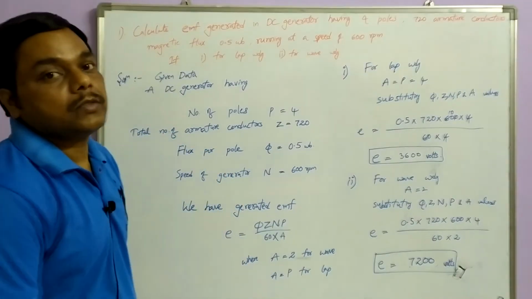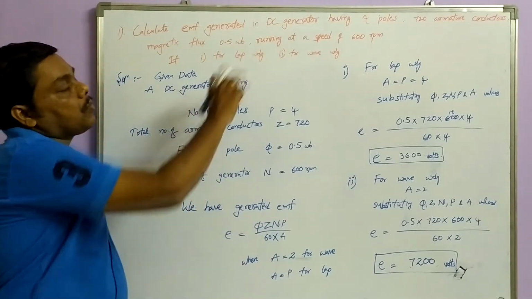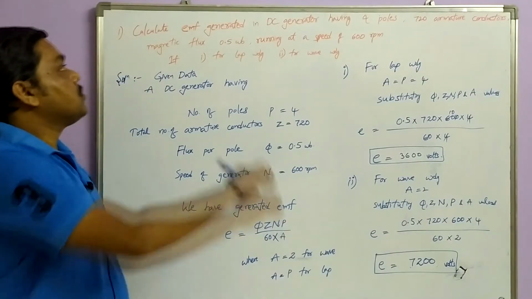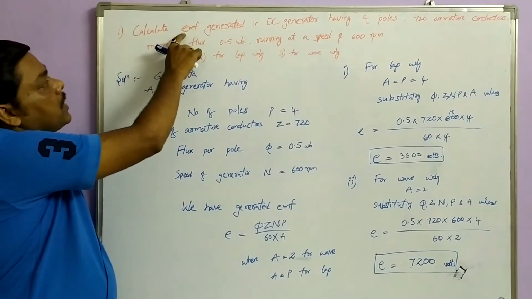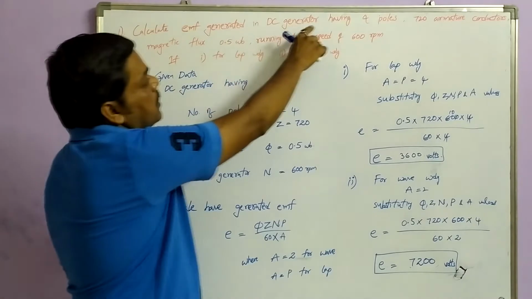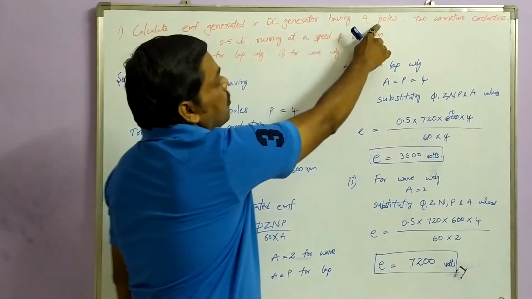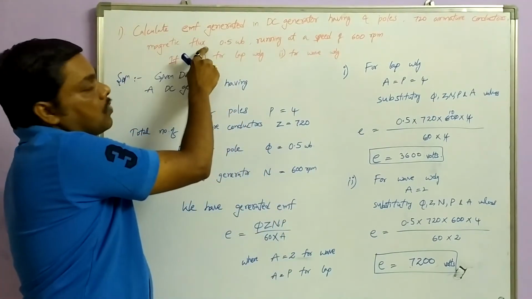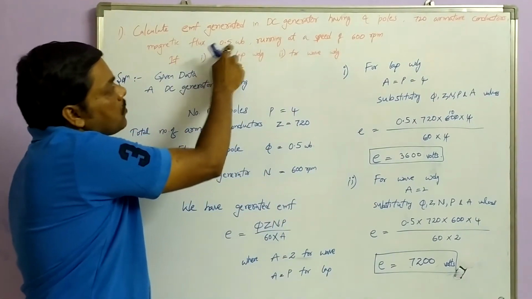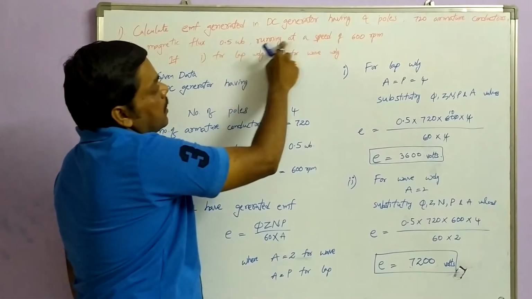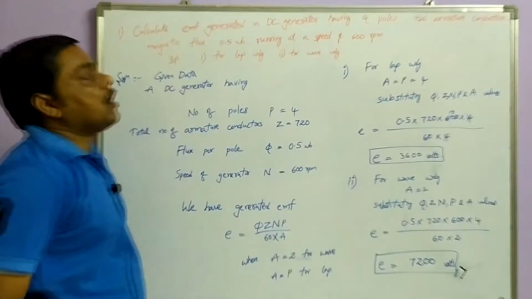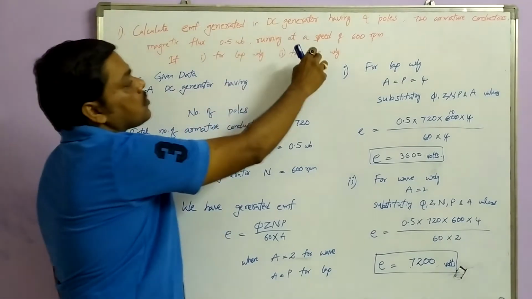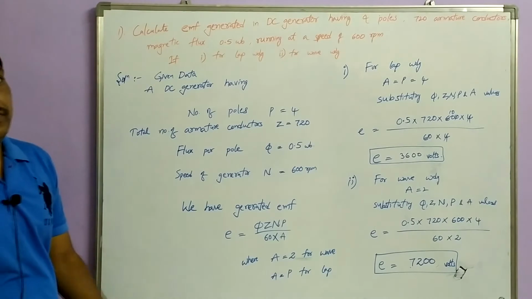Today we are going to solve a simple numerical problem on DC generated EMF. The problem is: calculate the EMF generated in a DC generator having 4 poles, 720 armature conductors and a flux per pole of 0.5 Webers, running at a speed of 600 rpm, if it is for lap winding and also for wave winding.